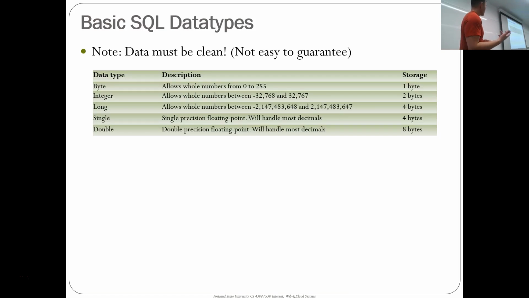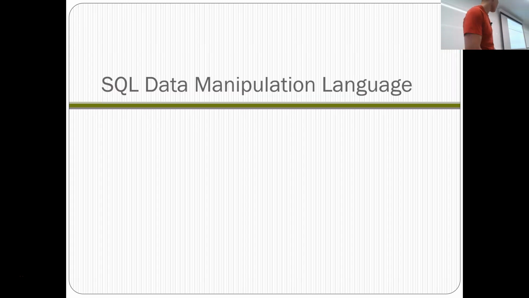So, some of the basic data types. Again, this is just like strongly and statically typed languages: bytes, integers, longs, singles, doubles. There's a huge table of these as a reference in one of the links that I'll have at the end.